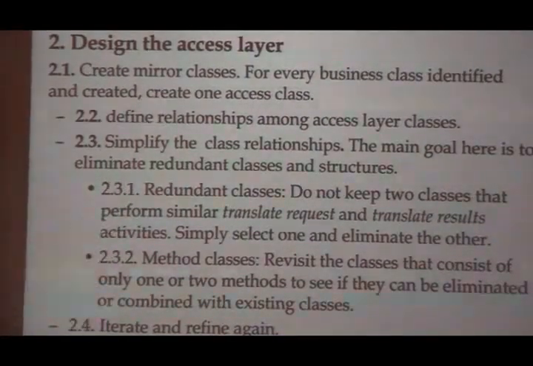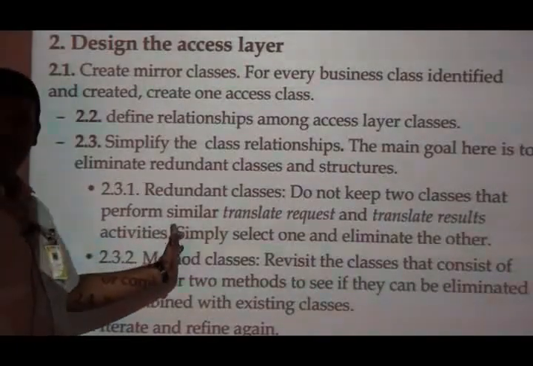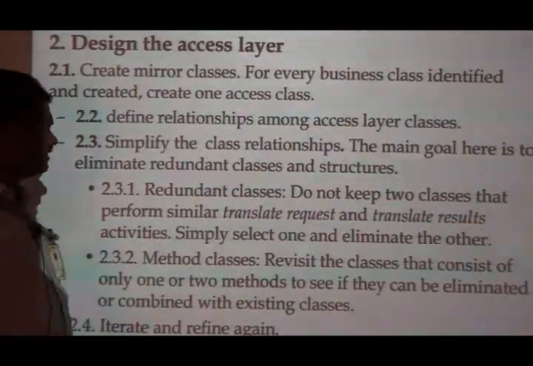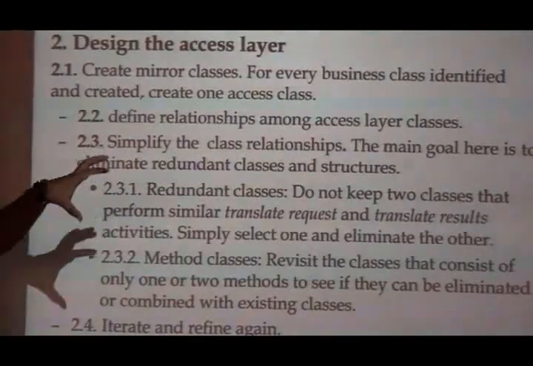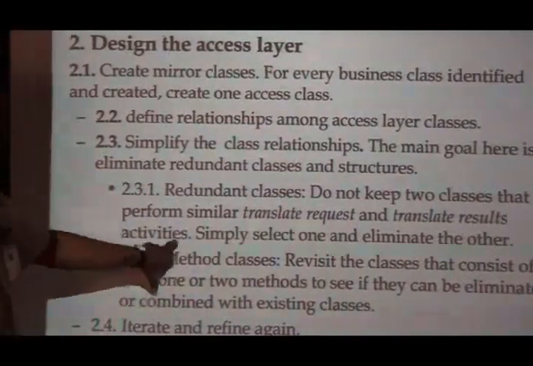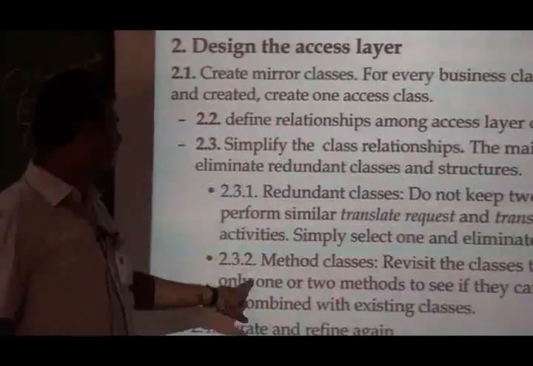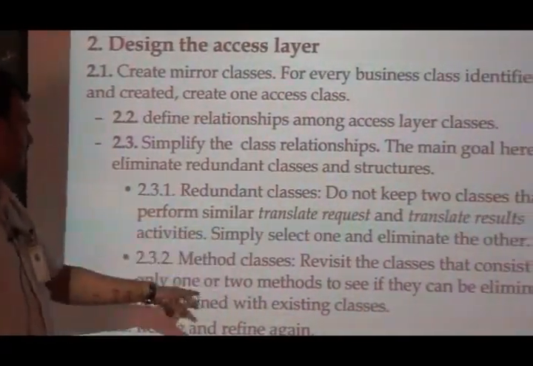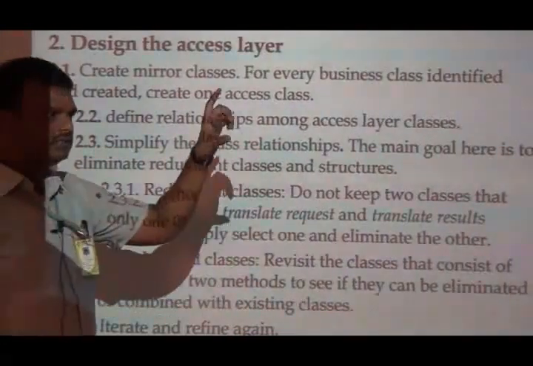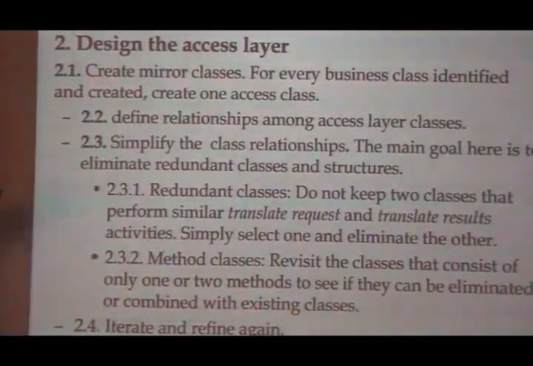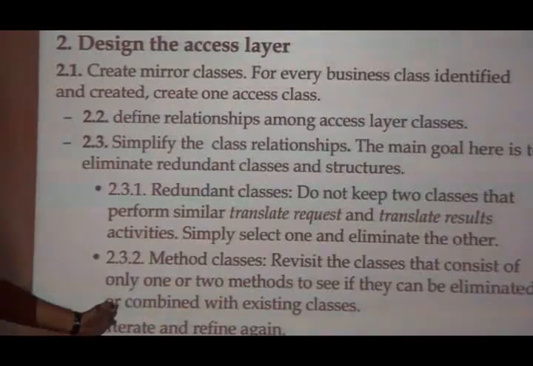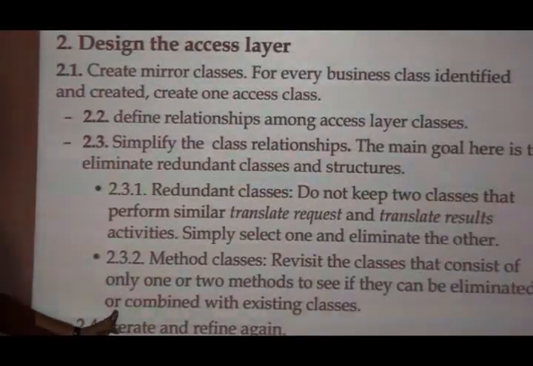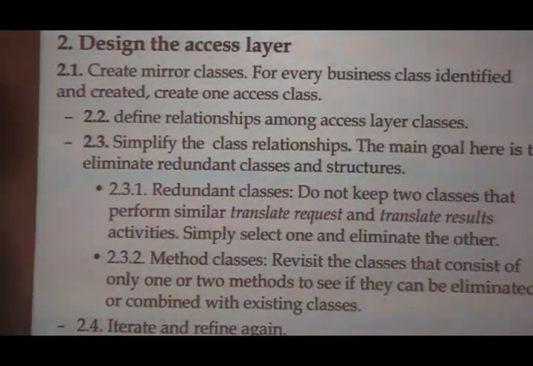What do you mean by redundant class? Two classes that perform the same translate request and translate results. We are going to simply select one and eliminate the other, that is the redundant class. Now the method class: we revisit the classes, and some classes have only one or two methods. Those classes can be eliminated or combined with existing classes. That is the method class. Finally, iterate and redefine the whole design.